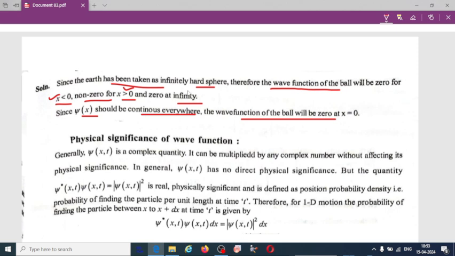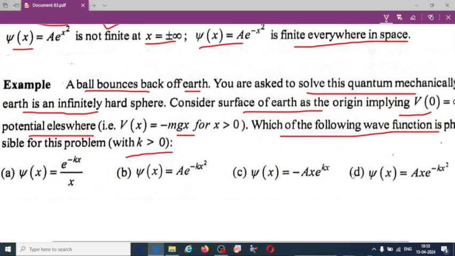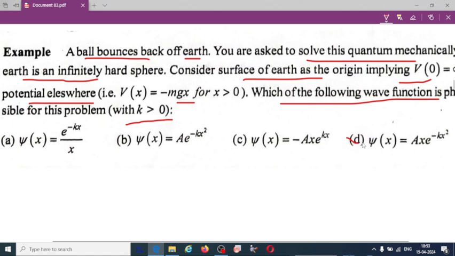And here, according to the wave function condition, the wave function should be continuous everywhere and the wave function of the ball will be 0 at x equal to 0. So the correct option is option D here, which is A into x e to the power minus kx square.